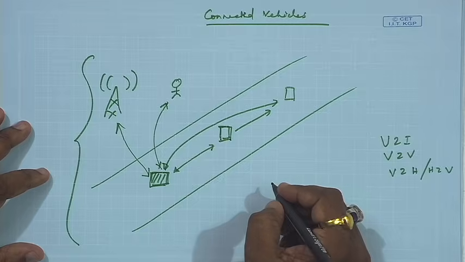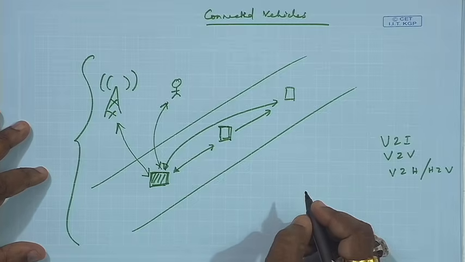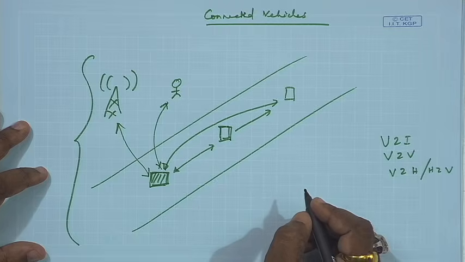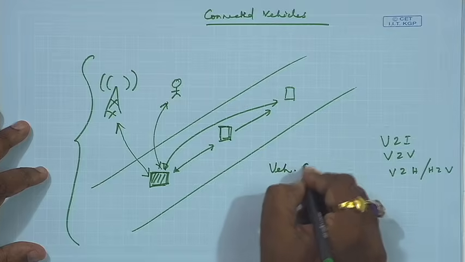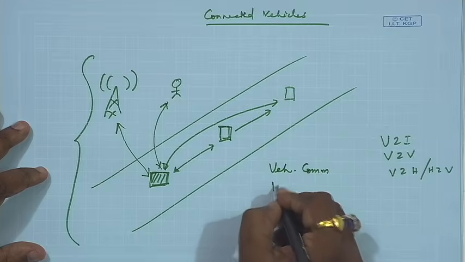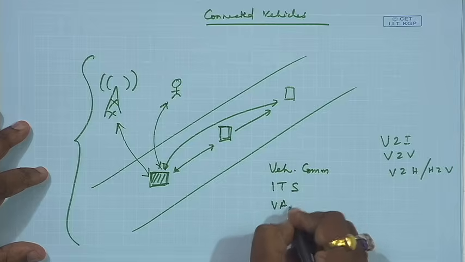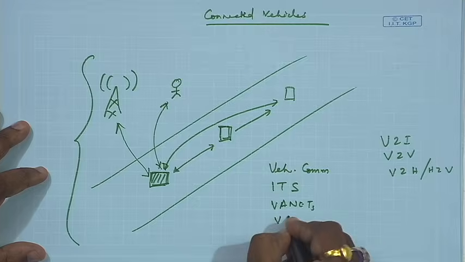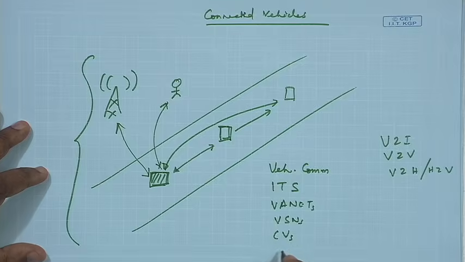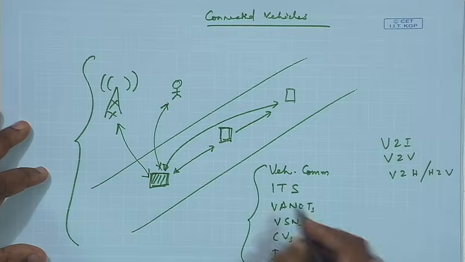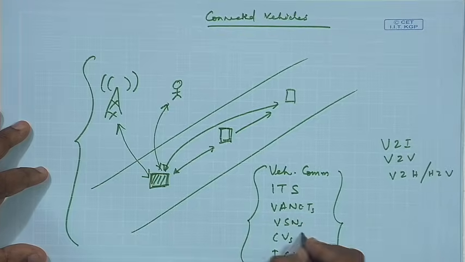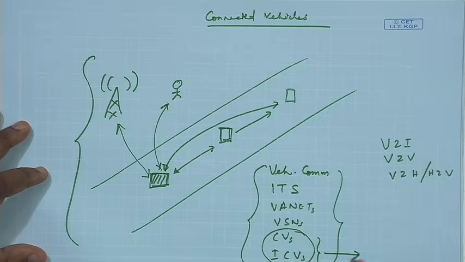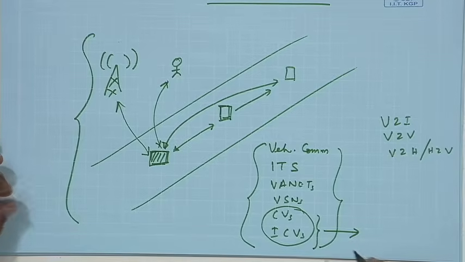All these things are made possible in the connected vehicles. If we look at the history, there has been at least a decade or decade and a half of research on vehicular communication and intelligent transportation systems, vehicular ad hoc networks, VANETs, vehicular sensor networks. Then came these connected vehicles, then came the intelligent connected vehicles. All of these, in different forms, have been around, but the different service improvements that can be made possible, people are talking about in the context of connected vehicles and these intelligent connected vehicles.